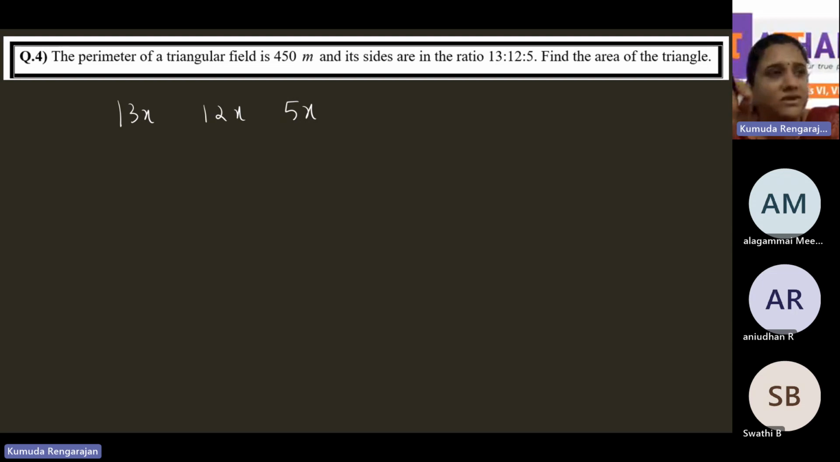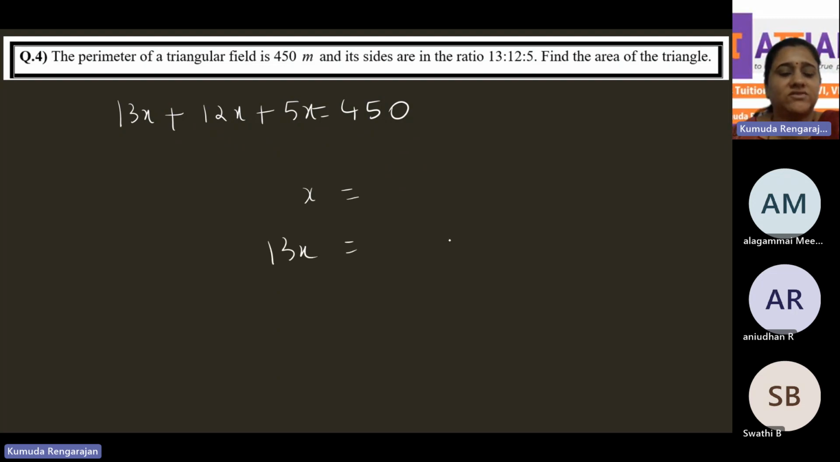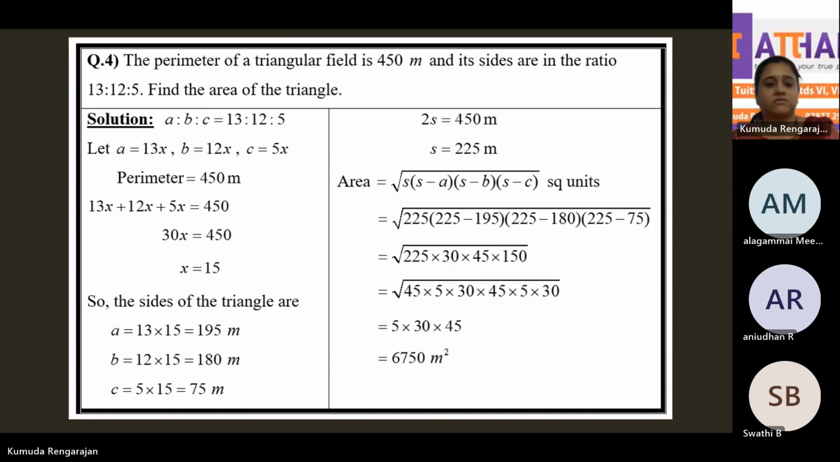So let the first side be 13x meters, the second side 12x meters, the third side 5x meters. When you add the sides, it's equal to the perimeter. So 13x plus 12x plus 5x is equal to perimeter, not semi-perimeter, 450. From this, you can find x. And once you find x, find 13x, the first side, 12x, the second side, and 5x, the third side. Now you've got A, B, and C. Find the area. Please work it. You can first read the slide, go through the answer, understand, then write down.